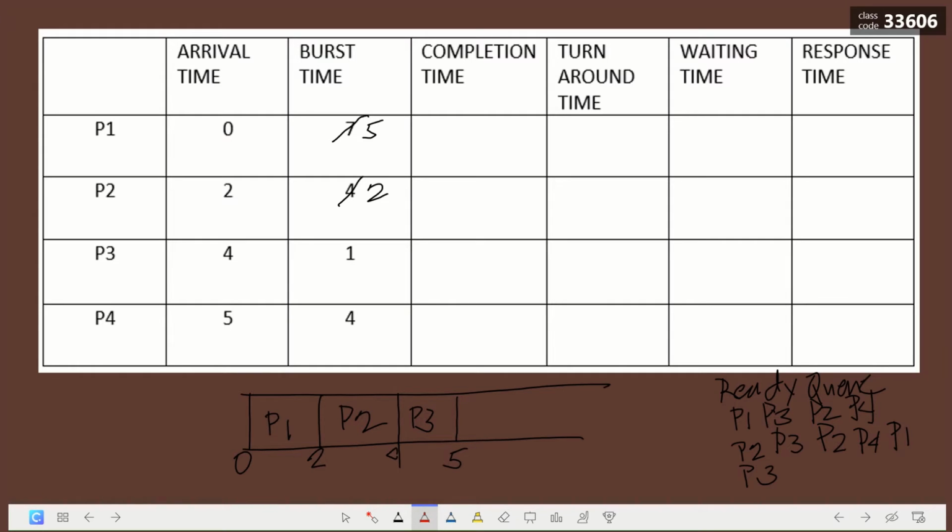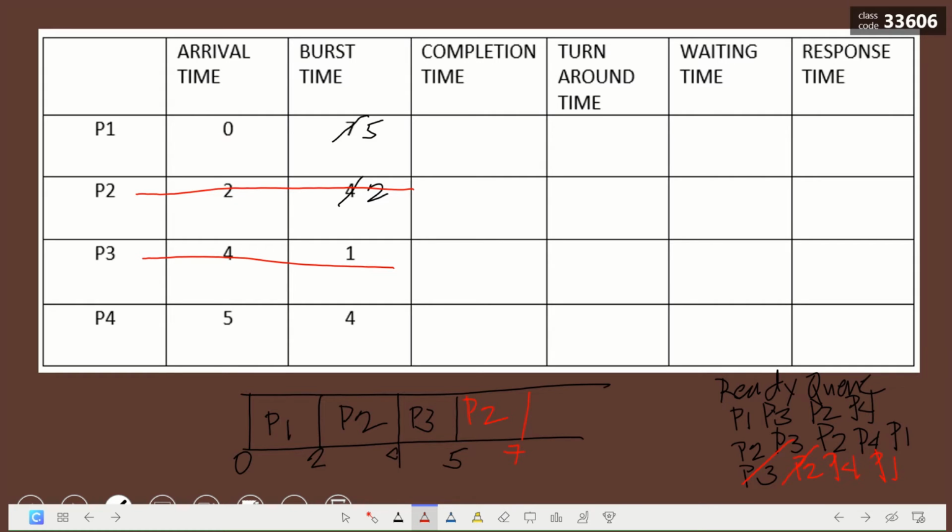So we are now done executing the burst time of P3. After P3, we have P2, P4, and P1. So after P3, we have P2. The burst time of P2 is 2. Okay, so right here is P2. Then add the Gantt chart value to the burst time of P2. So P2 is 2. So 5 plus 2 is 7. Okay, so we are now done executing the burst of P2.